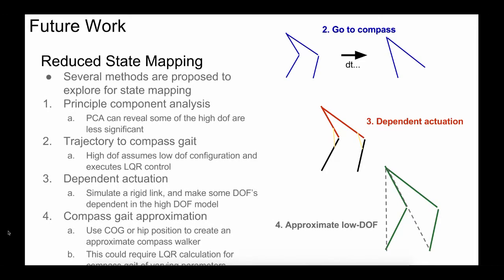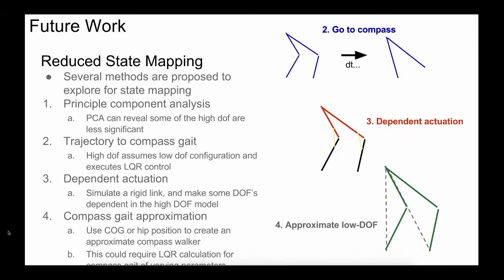The third option would be a dependent actuation. This would be mimicking a rigid link connecting the upper limbs with the lower limbs. Basically, we create some sort of profile that would map every input to the top 2 degrees of freedom, which is similar to the compass gait, to our extra 2 degrees of freedom.